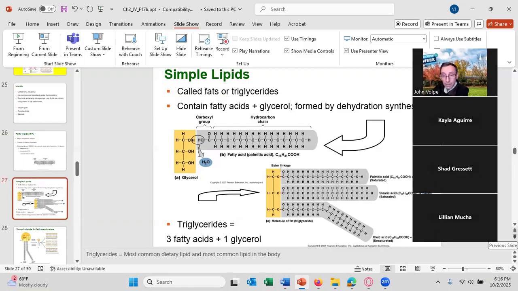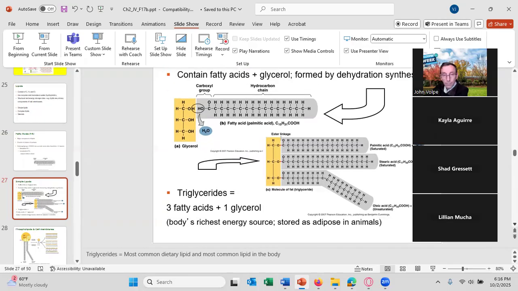And as I stated, this triglyceride is an unsaturated fat because it has one double carbon bond linking two carbons together. Triglycerides are the body's richest energy source. It's stored as adipose in animals. You can just look down at your belly and you'll find some triglycerides.